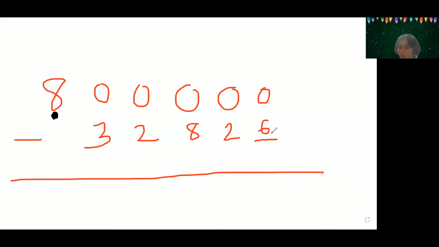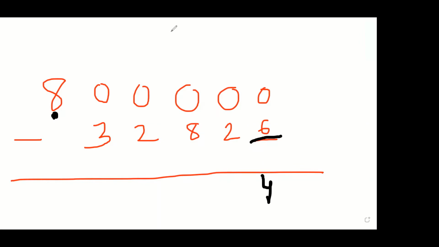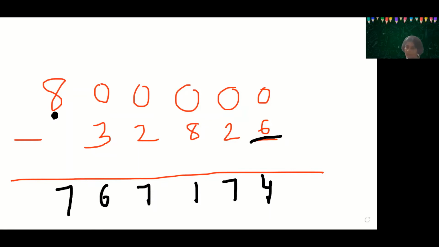Okay. So who is the friend of 6? This is the last number. Friend of 6 is 4. Friend of 2 is 7. Friend of 8 is 1. Friend of 2 is 7. Friend of 3 is 6. And 8 with 1 dot less is equal to 7. 767174 is the answer. I hope it is clear. Is the secondary base method clear, everyone?